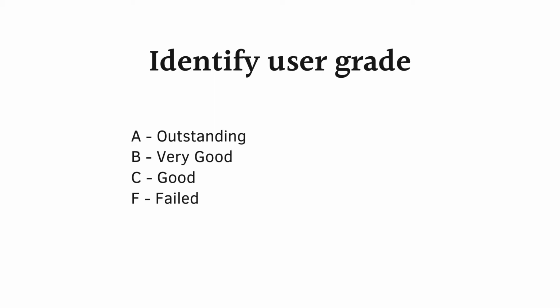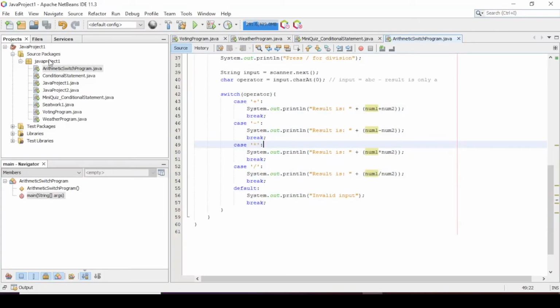So let's add another activity. Here's another scenario. Let's create a program that asks the user for his or her grade, like A, B, C, or F. So A for outstanding, B for very good, C for good, and F for failed. So let's create another class and name it GradingProgram.